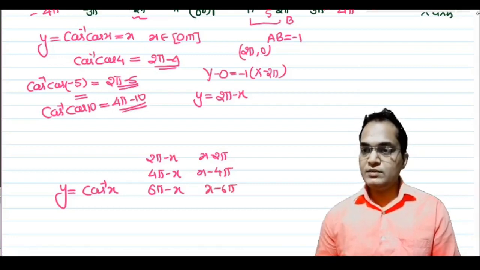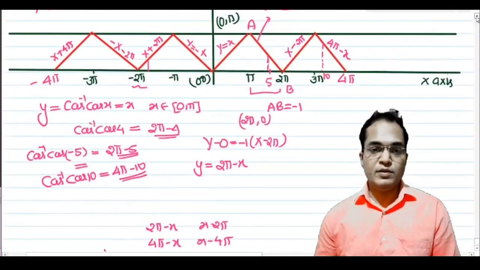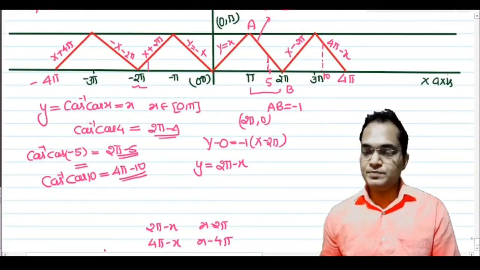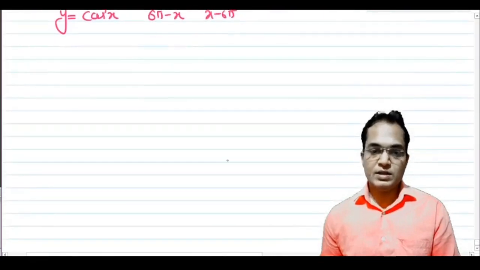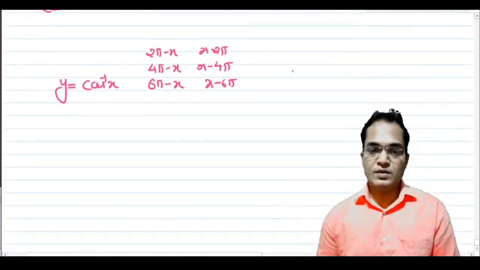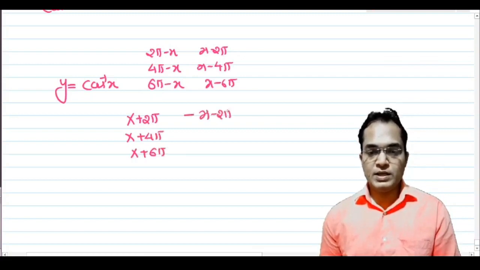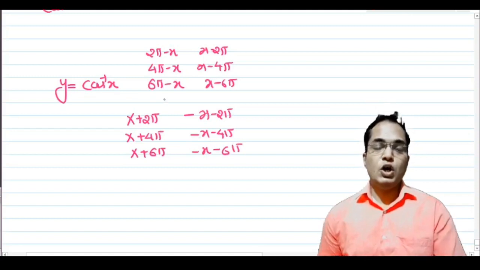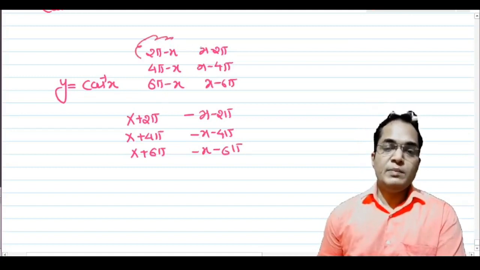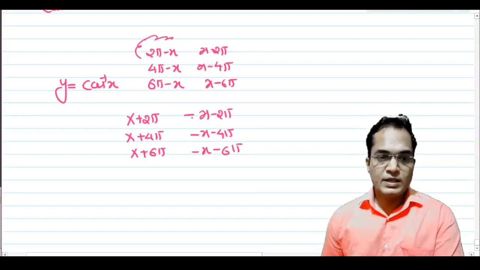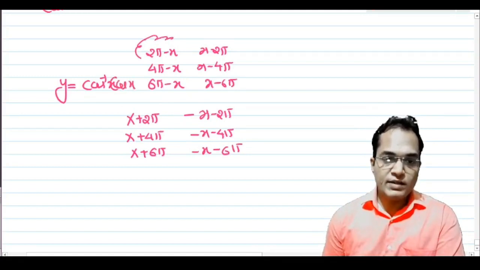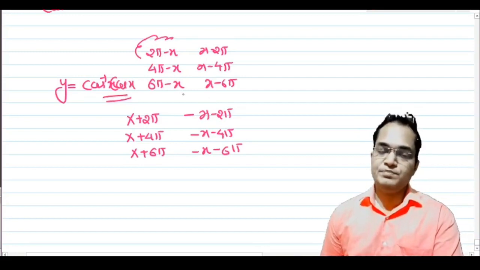Next, for the negative angles, the scenario will be: first x plus 2 pi, and second the minus of them. For the negative angle, x plus 2 pi, x plus 4 pi, x plus 6 pi, and here minus x minus 2 pi, minus x minus 4 pi, minus x minus 6 pi. All even multiples of pi are here. Then you can easily find the value of cos inverse cos x by applying this formula.